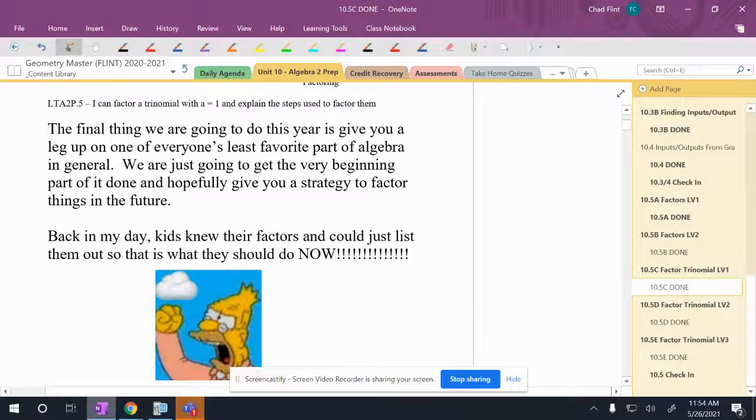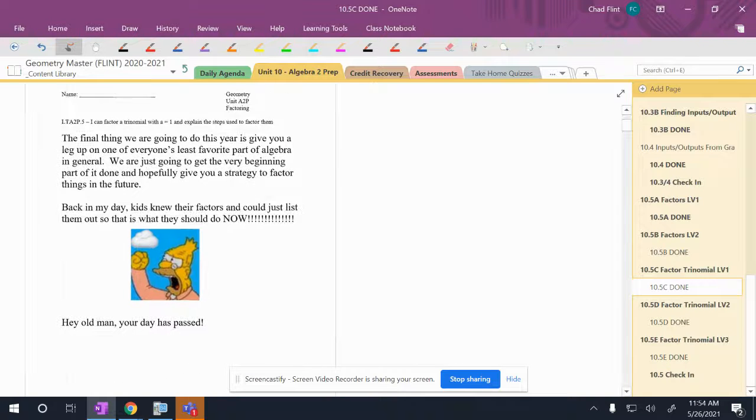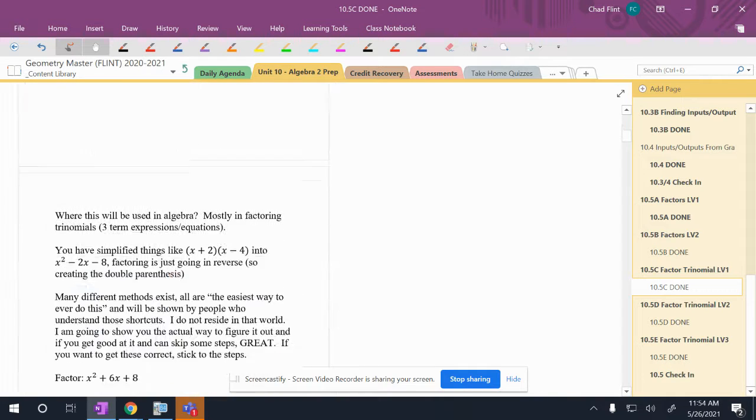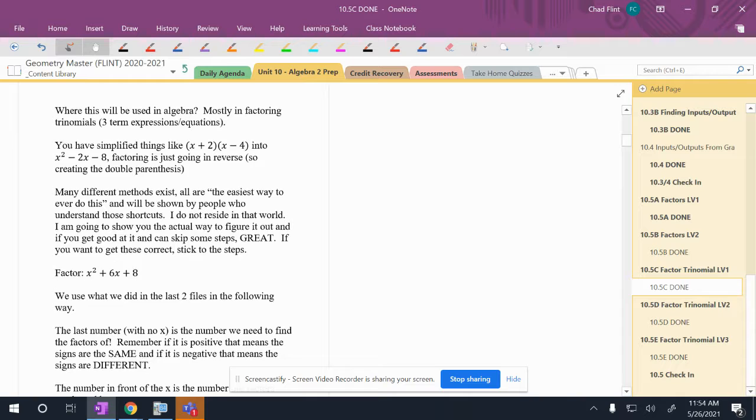So now we're going to take what we did in 10.2a and 10.2b, and we're going to apply it to some algebra things that are going to happen. So I've got my little old man Simpson here yelling at the clouds. And the big thing here is people are going to try to show you tricks. They're going to try to show you shortcuts.